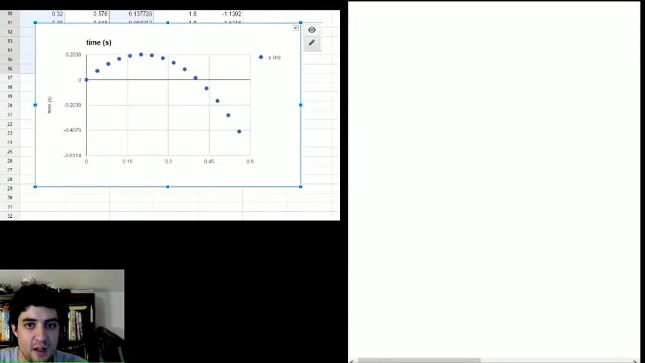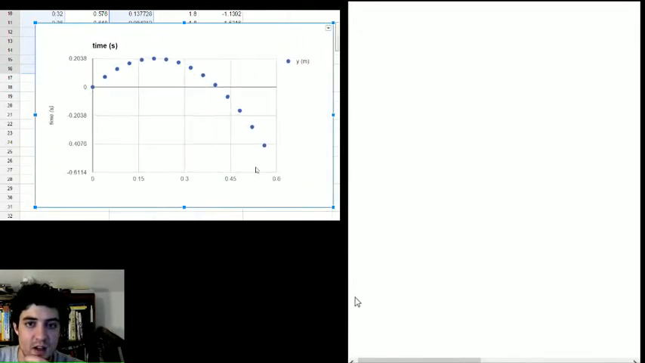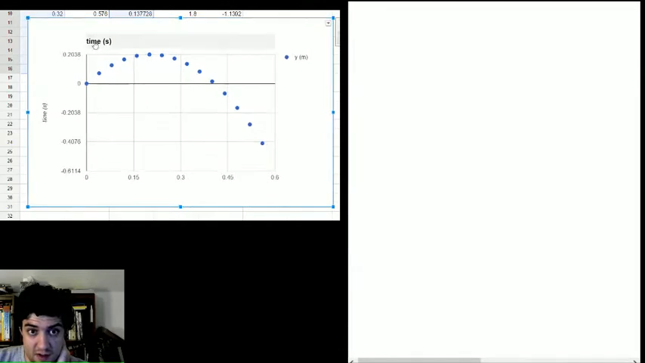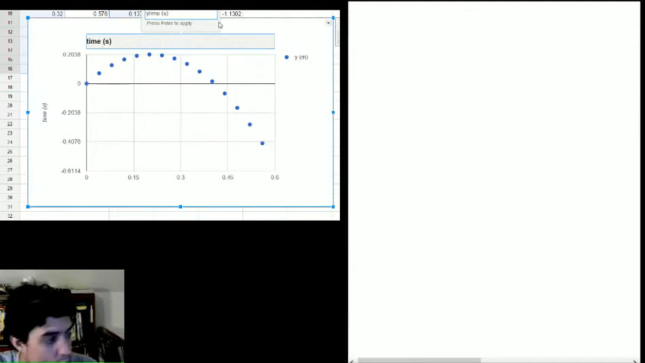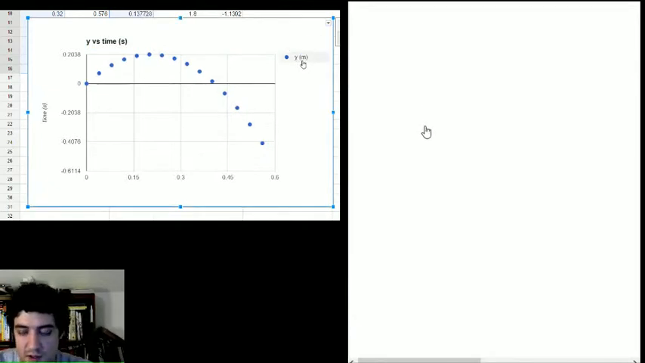Alright, so here's our chart. Make it a little bit bigger. So you get this parabola, and it's like, great, it's a parabola. I know how to linearize a parabola. Let's change this name so we know what we're looking at here. This is y versus time, right? Our vertical position versus time. So there we go. That's done. Great. And we are going to get rid of that legend. We don't need that. Go away. Clear legend.